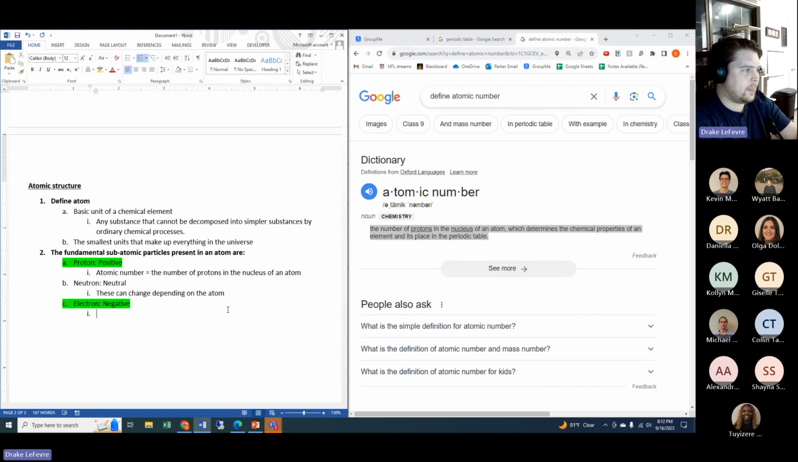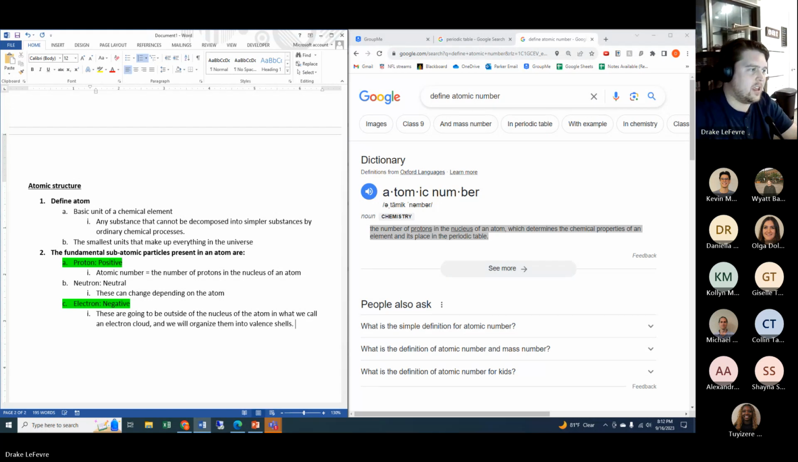So electrons are going to be outside of the nucleus of the atom. There's two different theories of this. They'll be in what we call an electron cloud, and we will organize them into valence shells. Okay. Is there anybody who has a question about what I just wrote there?